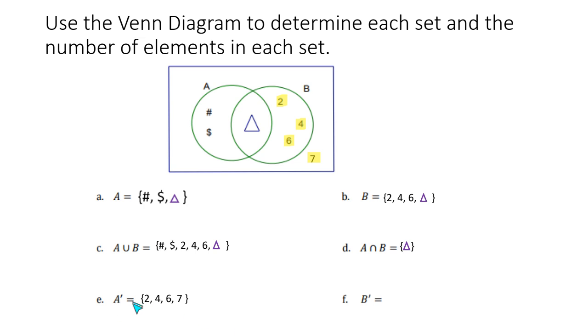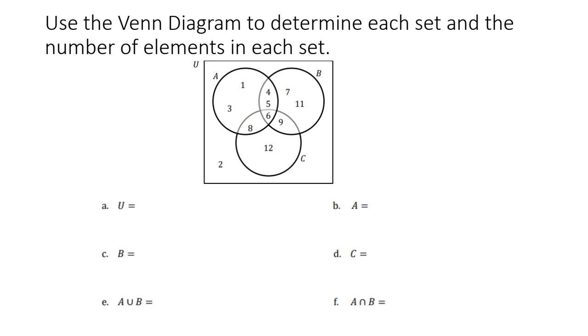So everything not in A would be 2, 4, 6, and 7. And then B complement is everything that's not in B. So that would be the pound, the dollar sign, and the 7. Okay, so that is going from the Venn diagram to writing down the sets. Let's look at another example.